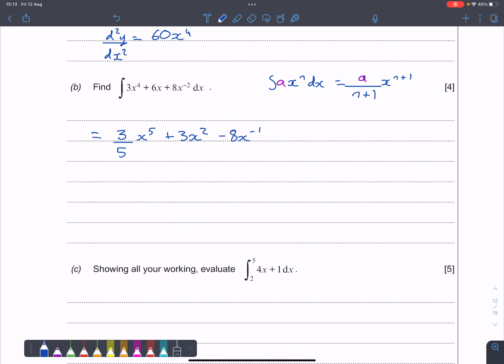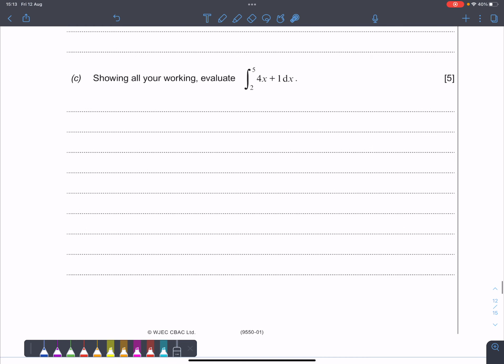And don't forget to always put a constant of integration, plus C, when we have an integral that doesn't have any limits involved, and no C when we have an integral that does involve limits. So we should technically have brackets around there.